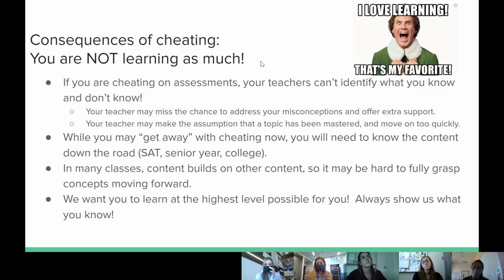So while you may get away with cheating right now, you need to know that content later down the road, whether that's during the SAT in a couple weeks, next year during your senior year, or in a couple of years when you're in college. Another point is just that the content builds on other content. So if you are not fully grasping something, it might be harder to move forward in that class. What we want as your teachers for all of you is just to learn at the highest possible level for you as an individual. So please always show us what you know.